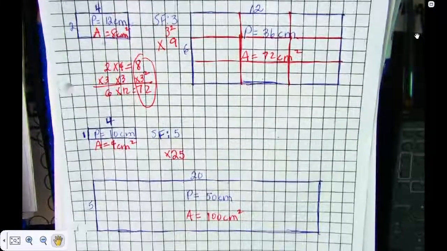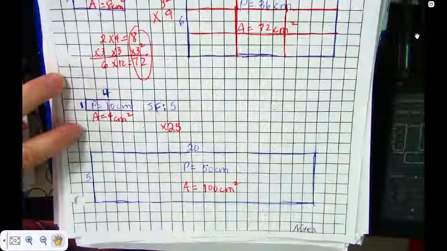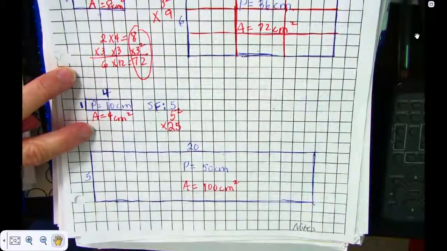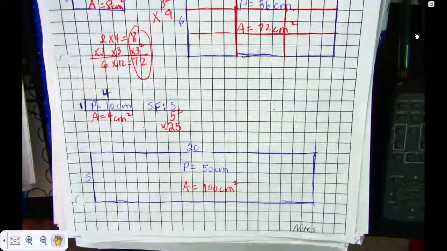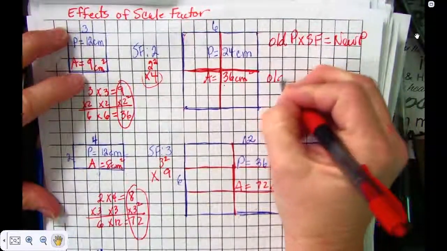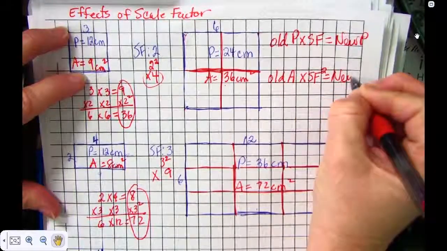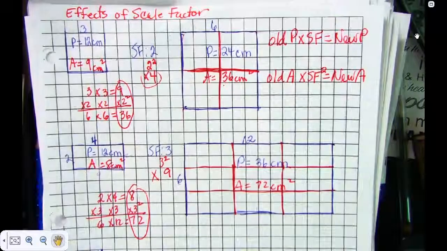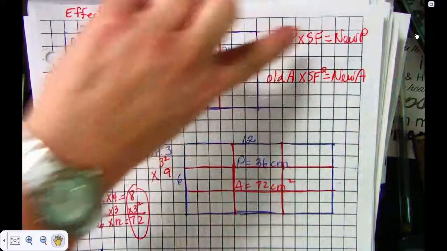We're not going to draw on the last one. It'd take us too long. But 5 squared is 25, and 4 times 25 is 100. So all you have to do is take the old area times the scale factor squared to get the new area. And the new is what? What's another name for the new? Image.